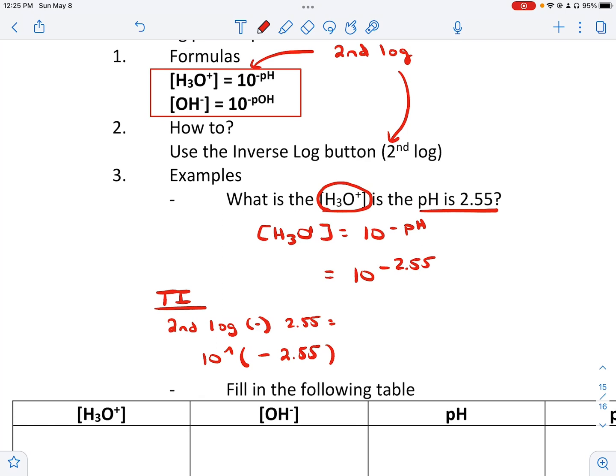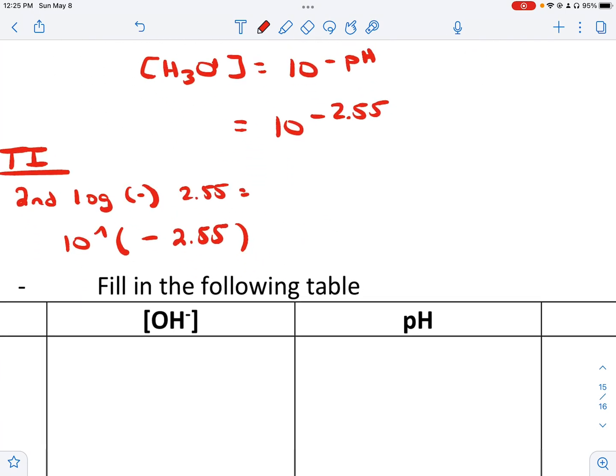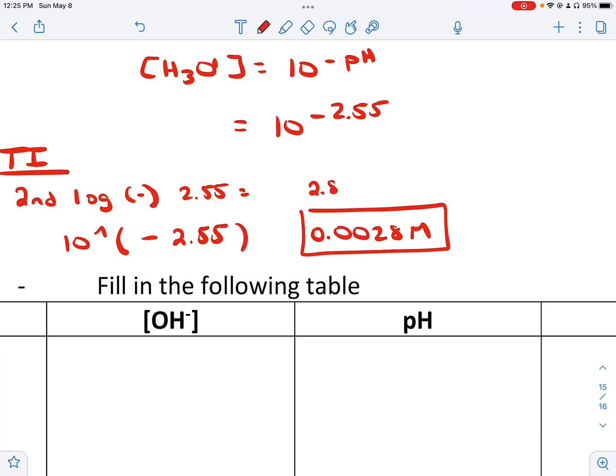What you should come up with, mine gave it to me in decimal form, which is totally fine: 0.0028, and that's all we want to keep. Remember, our label on concentration is molarity. We could also put that in scientific notation and say 2.8 times 10 to the negative third. Either way is fine. If your calculator gave it to you that way, that's totally fine as well.